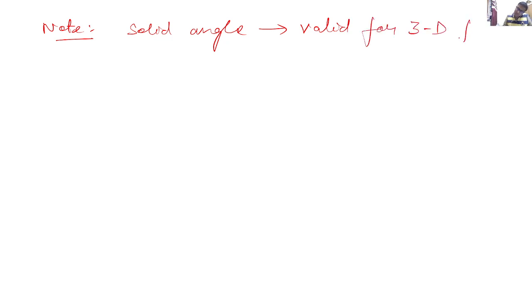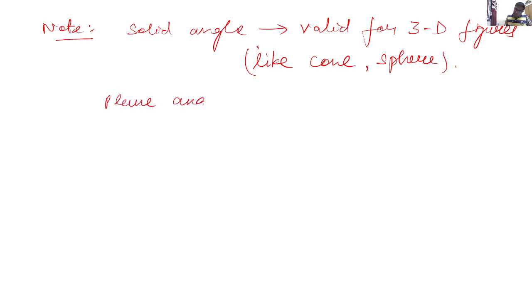So the solid angle is only valid for 3D figures, like say a cone or sphere, whereas a plane angle you all know very well, you are quite familiar with it. They are valid for 2D figures.